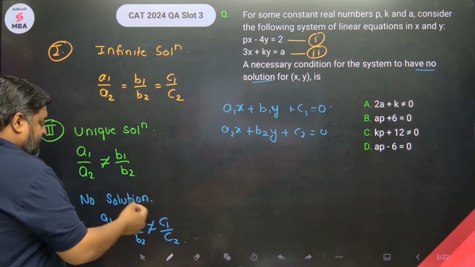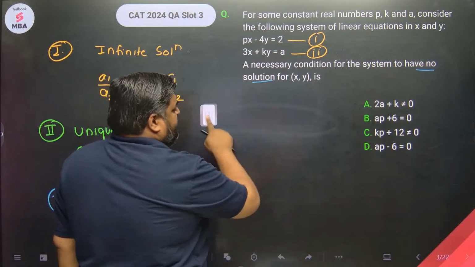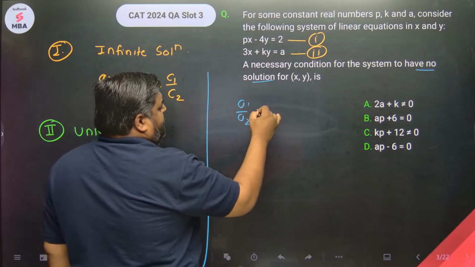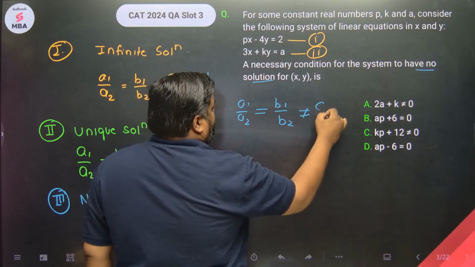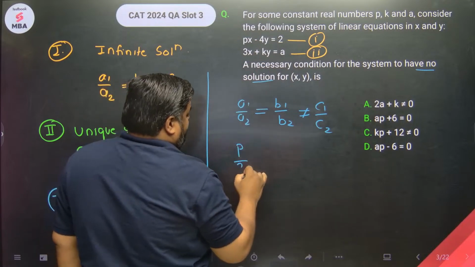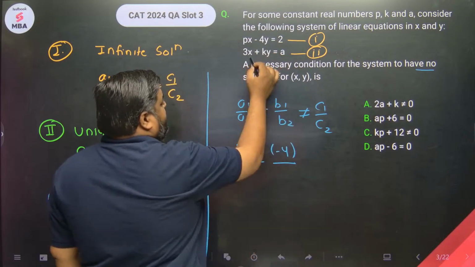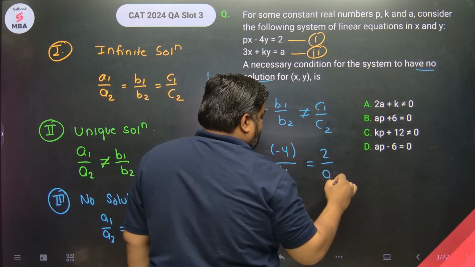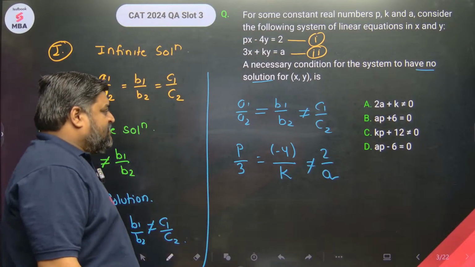That means this case: a1 by a2 should be equal to b1 by b2, but it should not be equal to c1 by c2. What is a1? p. What is a2? 3. What is b1? -4. What is b2? k. What are c1 and c2? 2 and a. Sorted? Yes, sir. Let's see.